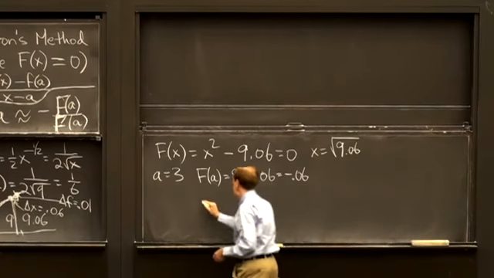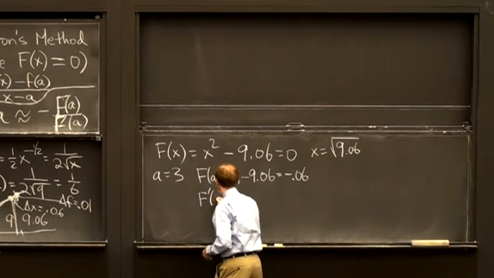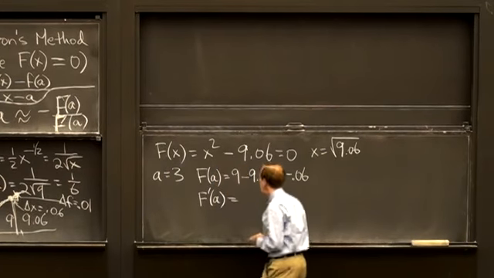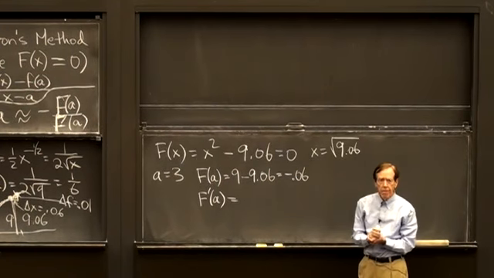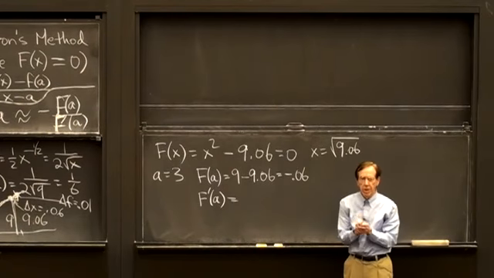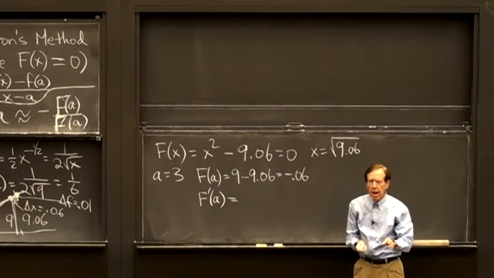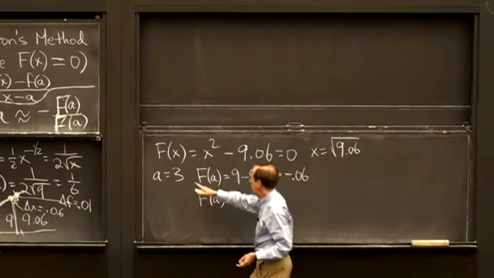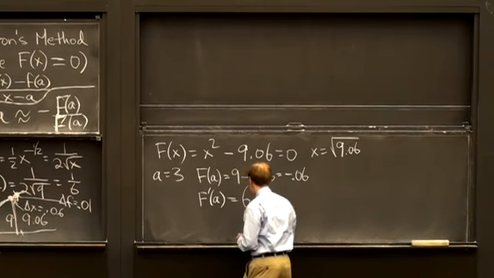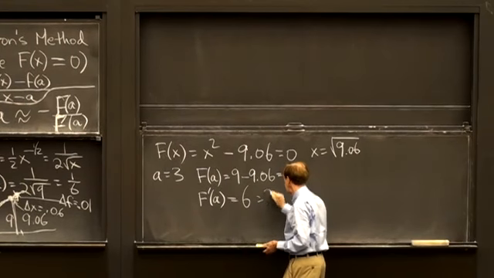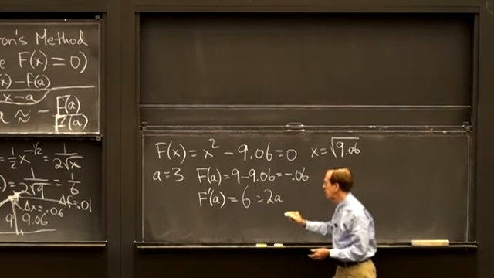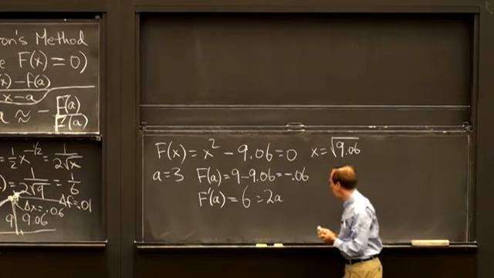F prime of a is, what's the derivative of capital F? Well, the derivative is certainly 2x, and at the point A, it's 6. This is the 2a, because I'm evaluating the slope at the point A.